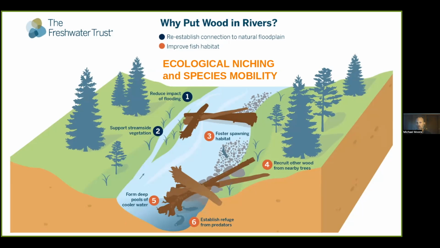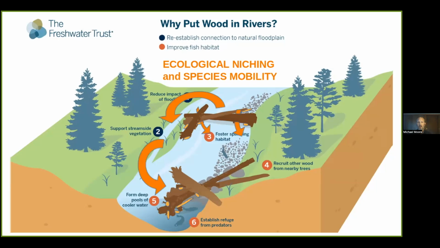As a result of this diversity and complexity, we're improving ecological niching and species mobility. So you have detritus and organic matter that can be grabbing onto these structures and feeding these niches with nutrients. And then because of the hydraulic complexities that are added to the system, different species at different life stages can find the preferential paths that they need in order to move around in the system.